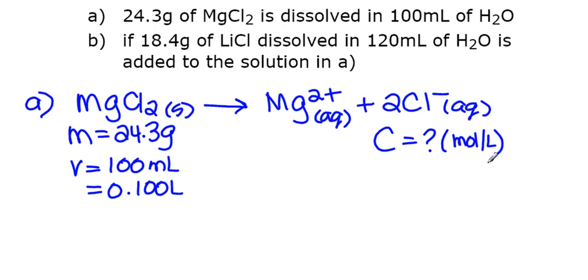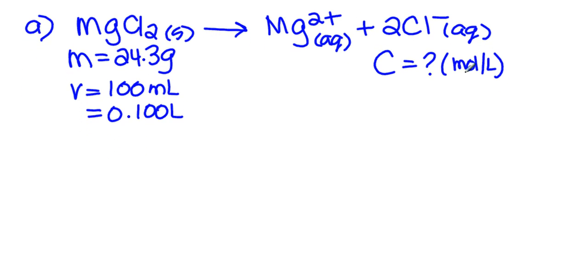So we have to take information about the magnesium chloride and convert it into just chloride ions using this ionic equation that's here. If we want to find molar concentration, we know we need moles and we know we need liters. We have our liters here, but this is definitely not moles. This is mass of magnesium chloride.